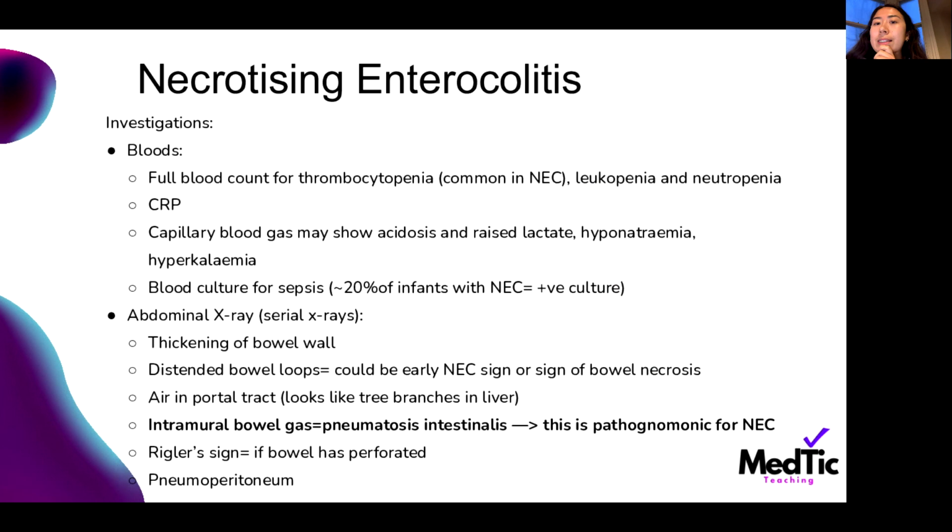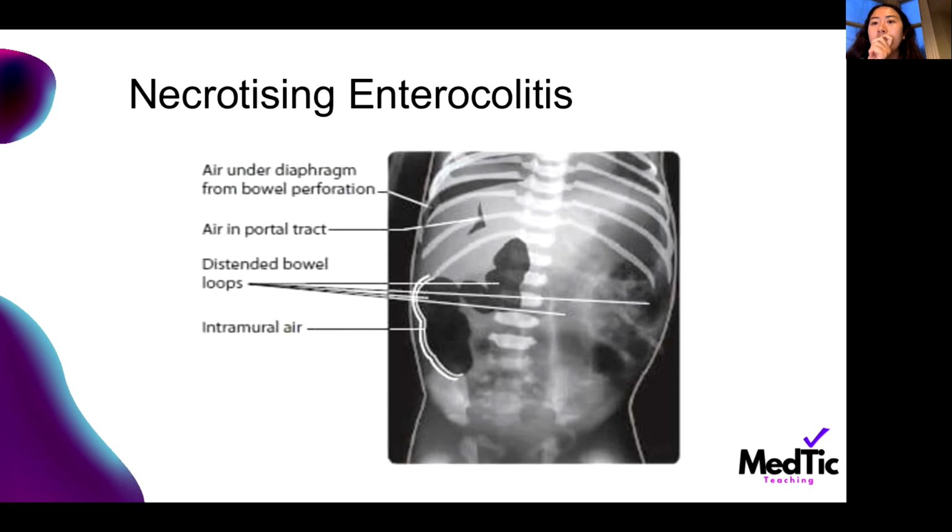In terms of investigations, there's a whole host of things you can do: full blood count, CRP, CBG, blood culture. But the really key abdominal X-ray finding is pneumatosis intestinalis. That's bowel gas in the intramural space, and it's pathognomonic for NEC. So if you see that, we're pretty certain that it's NEC. I've got a little image of what that looks like.